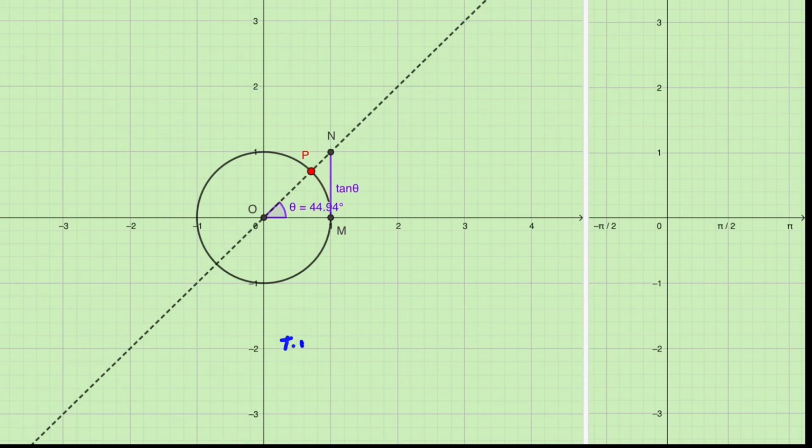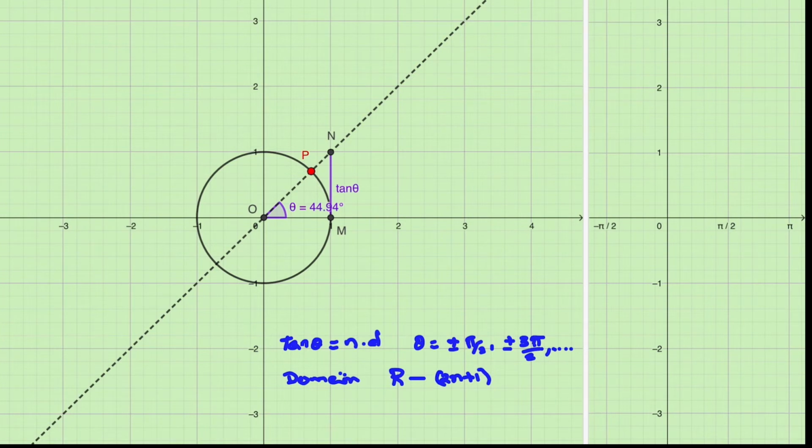Now, from this figure we can make out that tan theta is not defined when theta is plus or minus pi by 2, plus or minus 3 pi by 2, plus or minus 5 pi by 2, etc. So, at all odd multiples of pi by 2, tan theta is not defined. Therefore, the domain of this function is all real values of theta except odd multiples of pi by 2, where n belongs to Z, set of all integers.